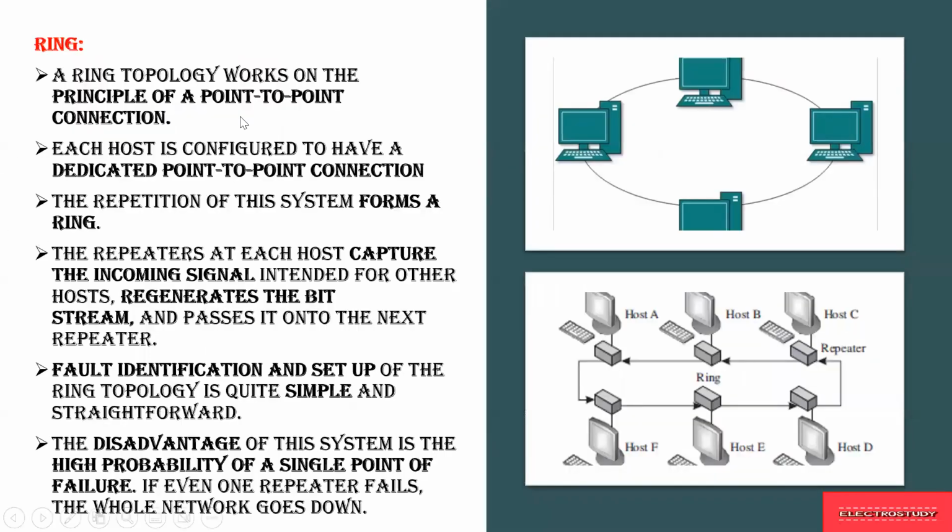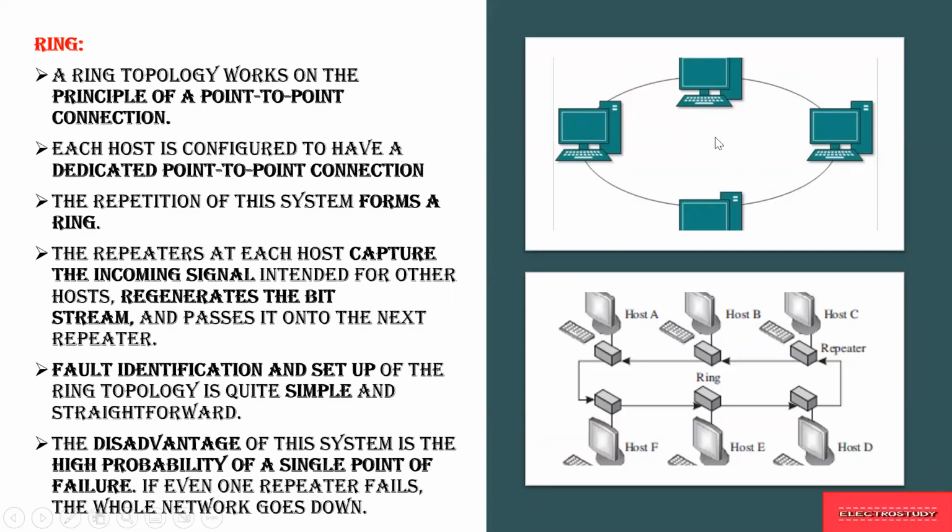Next is ring topology. Ring topology works on the principle of point to point connection. That is, it forms a ring shape. From here, data will be transferred to here. If suppose this is the starting node and this is the ending node, either you have to transfer like this or you have to go through like this. So it is point to point. Each of the hosts will be dedicated to one connection. And based on repeaters, it forms the shape of a ring.